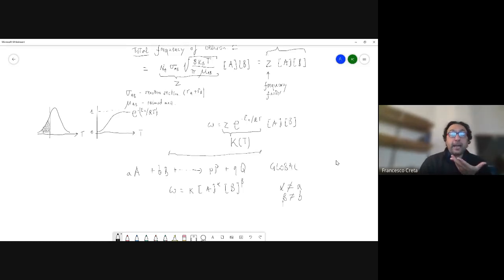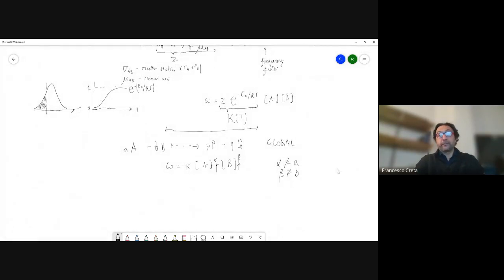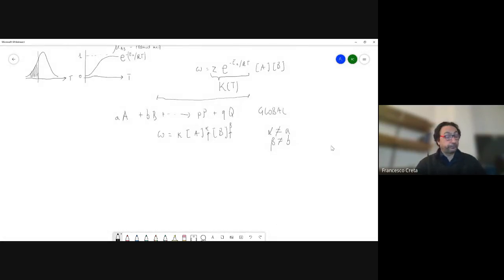So you may be asking, what determines the reaction rate of the global process? Who gives me alpha and beta? And that's quite interesting. So let's see if in these 5 minutes I can show you. What determines the reaction rate of a global process? Well, you can think of the global process that you can see here as a sum of elementary processes.